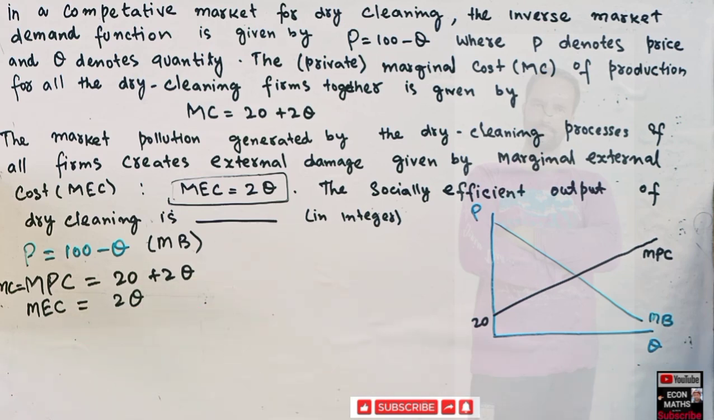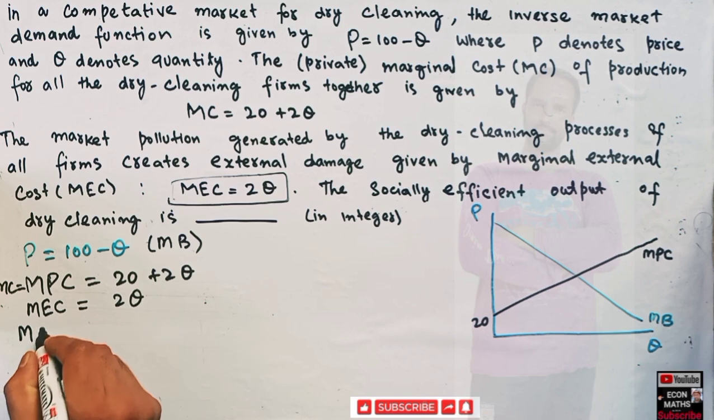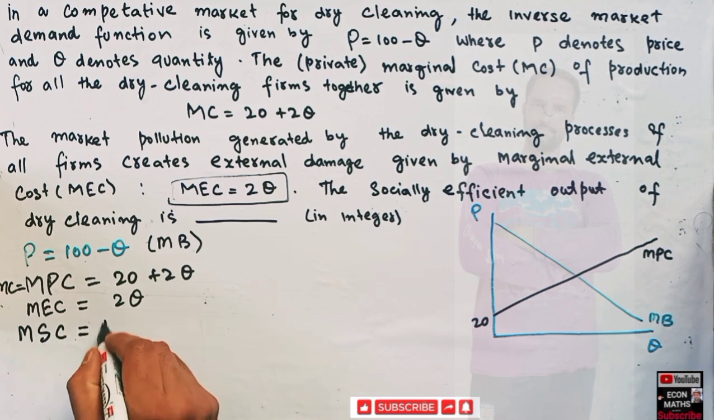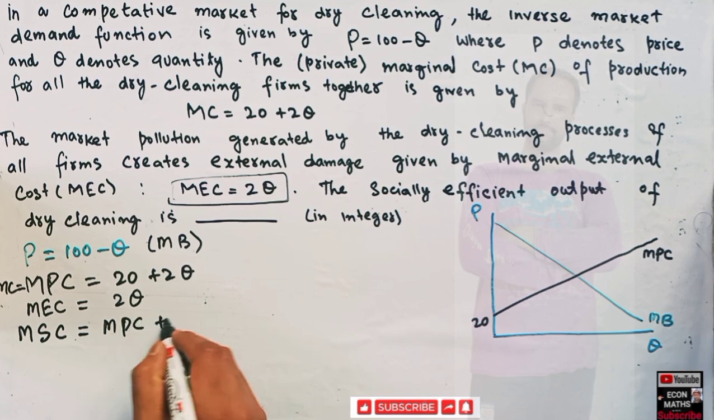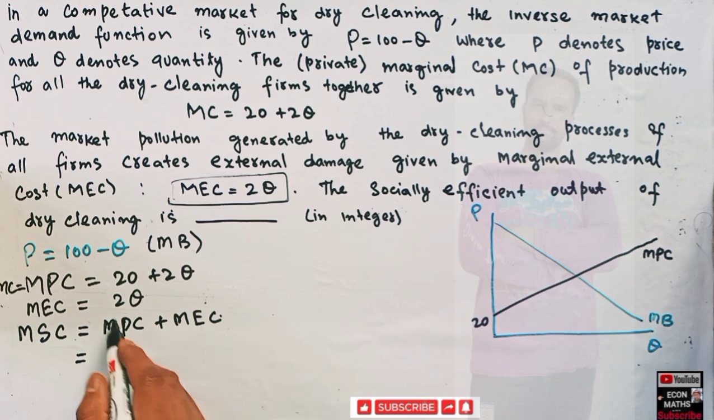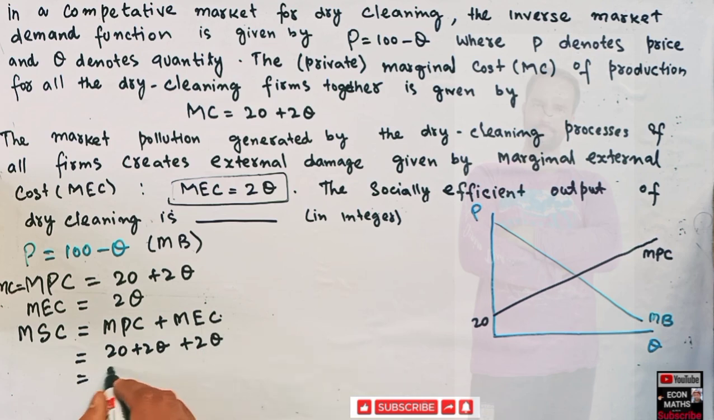Now to find the socially optimal level of output, we need to find the marginal social cost. What is marginal social cost? Simply, when we add up the marginal private cost and marginal external cost, we get the marginal social cost. MPC is 20 plus 2Q, and our marginal external cost is 2Q, which means we have 20 plus 2Q plus 2Q is 20 plus 4Q. So this is our marginal social cost.